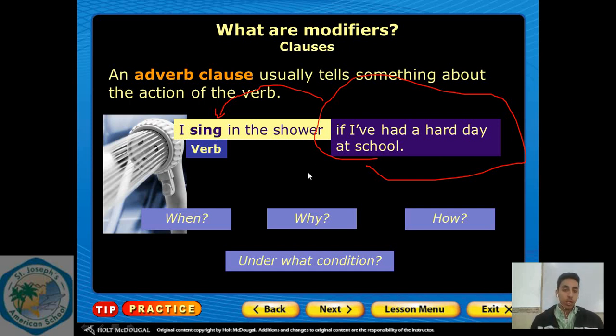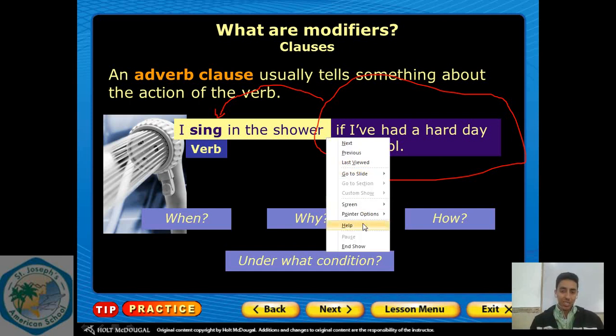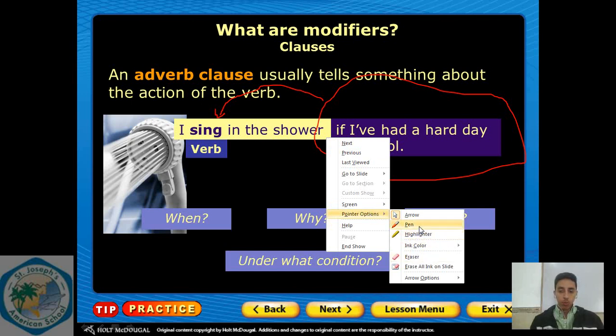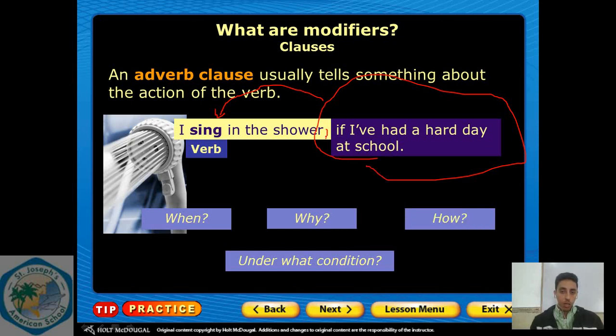And don't forget, this is a very common mistake: some people put a comma here. You don't put a comma if your baby clause comes at the end of the sentence, like: I sing in the shower because I love it. Don't ever put a comma before because, or any of the subordinate conjunctions like if, since, when, while, as if, unless, despite. Don't put commas before those subordinate conjunctions.